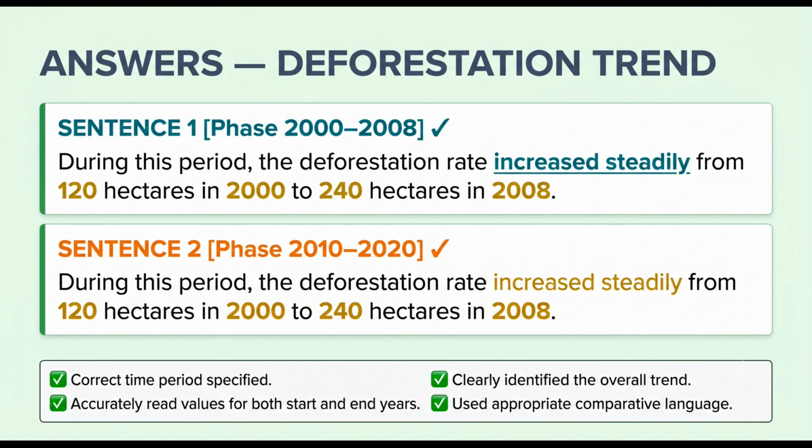Let's check your sentences. For sentence 1: deforestation in country X increased steadily from 120,000 hectares in 2000 to a peak of 240,000 hectares in 2008. Starting value, peak value, years, unit, all present. That's 1 mark. For sentence 2: after 2010, deforestation decreased steadily from 110,000 hectares to 90,000 hectares by 2020, a fall of 105,000 hectares. Decrease with values and years. 2nd mark. Check your answers against the self-check on screen.